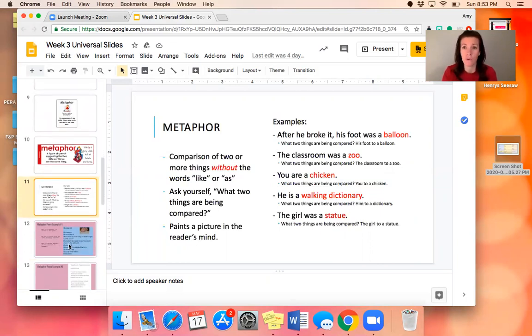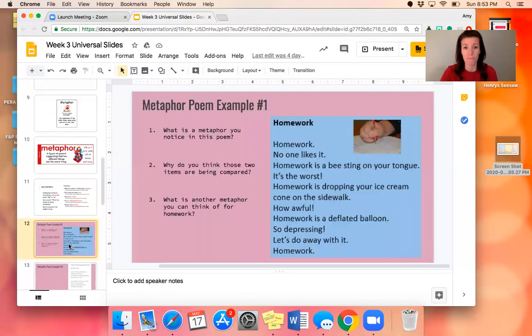So the work that you are going to do on your own is going to be a poem entitled Homework. So we want you to go back in this poem and read it. Read it once, try to understand the metaphors, and then pull them out and really think about what is the comparison being made.